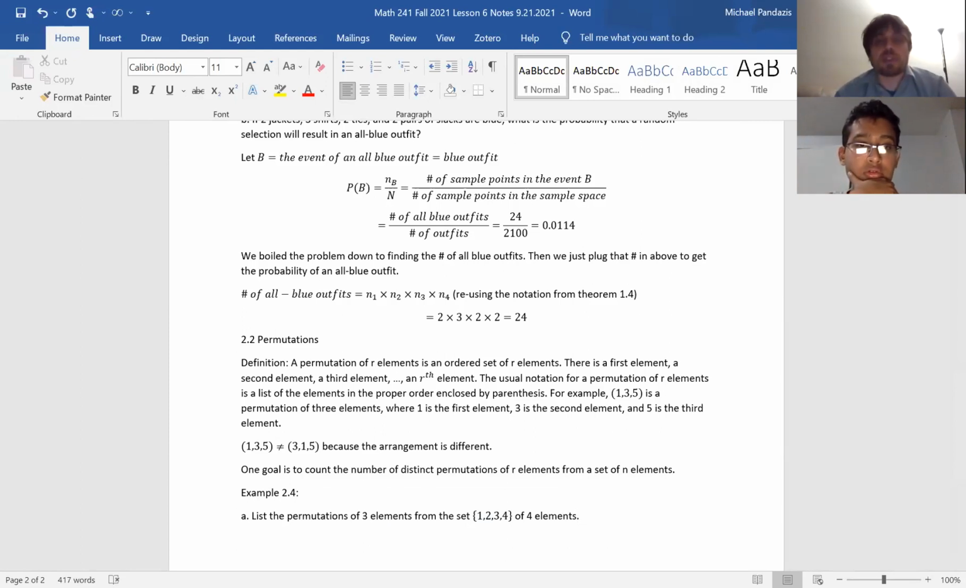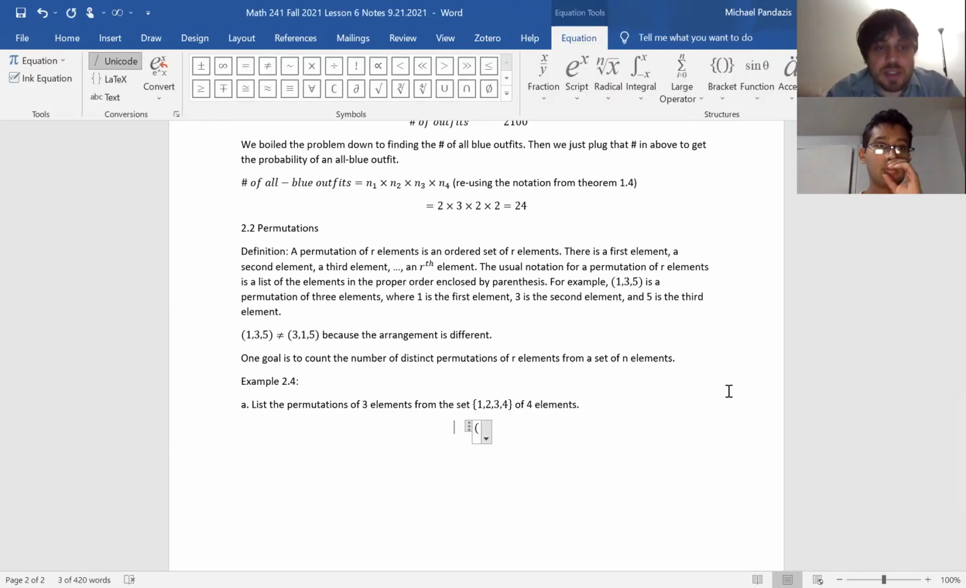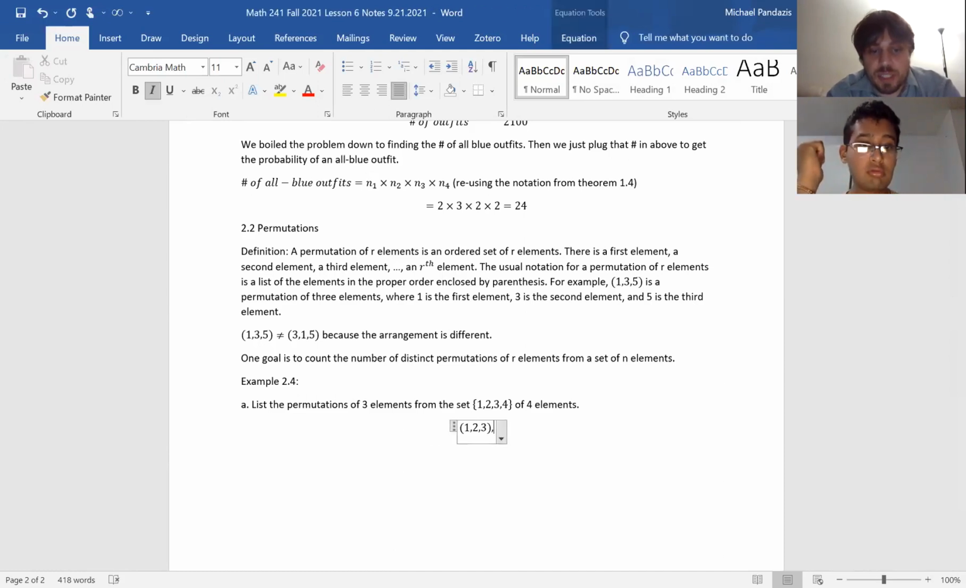Okay, so we want to list the permutations of 3 elements from the set 1, 2, 3, 4, 4 elements. So, for instance, you could have 1, 2, 3, right? You could have, I'm going to put them next to each other, 1, 2, 4. You could have 1, 3, 2.